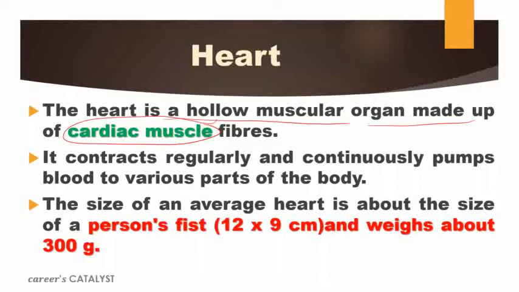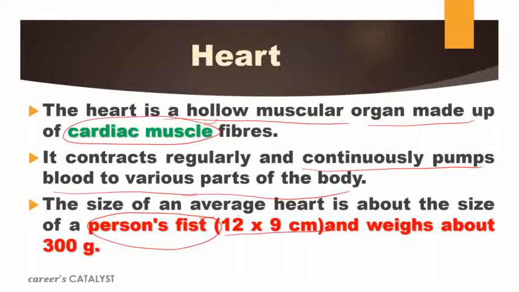It is made up of cardiac fiber and it helps to contract and expand the human heart continuously without any stress. It contracts and expands regularly and continuously to pump the blood to all the parts of the human body. The size of an average human heart is the size of the person's fist, approximately 12 by 9 centimeters. In terms of weight, in females the human heart weighs approximately 250 grams and in males 300 grams.